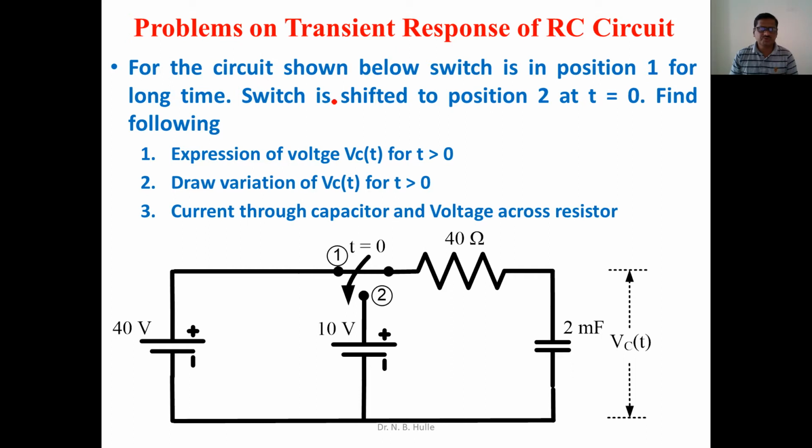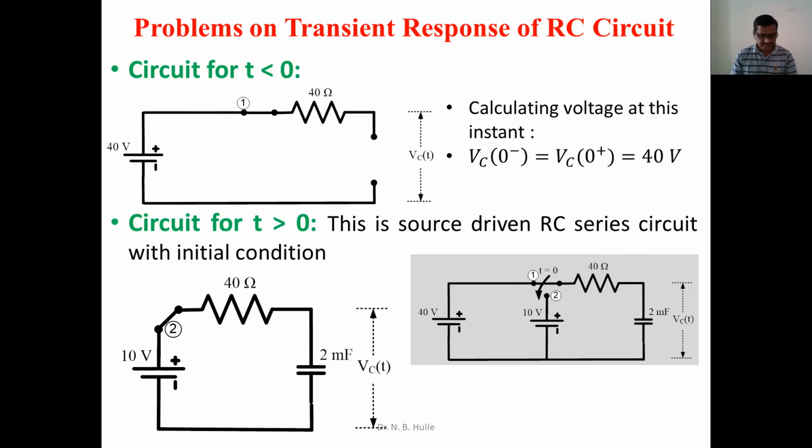When the switch is in position 1 for a long time, this statement, long time, means the circuit had reached the steady state when the switch was in position number 1. To solve this particular problem, we have to analyze it in two parts: the behavior of the circuit for t greater than 0 and the behavior of the circuit for t less than 0. First, we will start with the behavior of the circuit for t less than 0, means before switching.